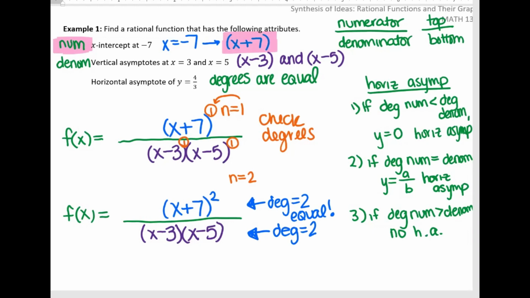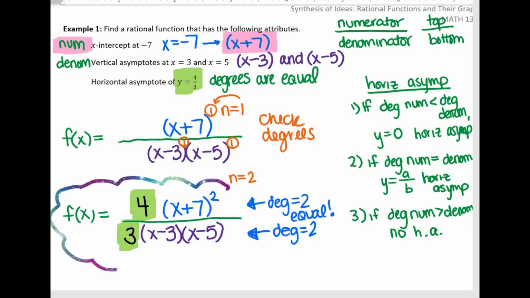Remember, if it's a fraction, that horizontal asymptote is going to come from the coefficient of the numerator all over the coefficient of the denominator. And there we have our rational function, f of x equal to 4 times x plus 7 squared all over 3 times x minus 3 times x minus 5.